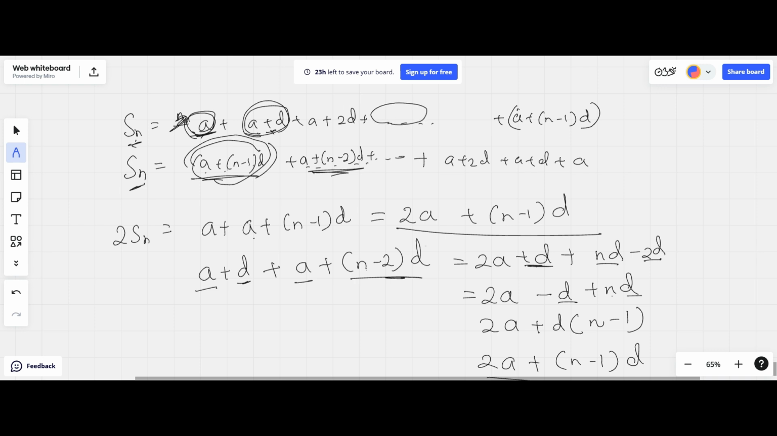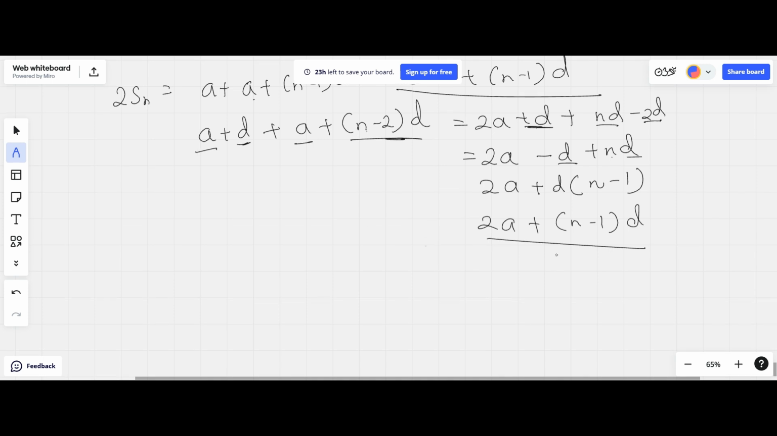Likewise, if we add the third term here with the third term here, and the fourth term with the fourth term, if you go on adding, you will get the same thing every time.